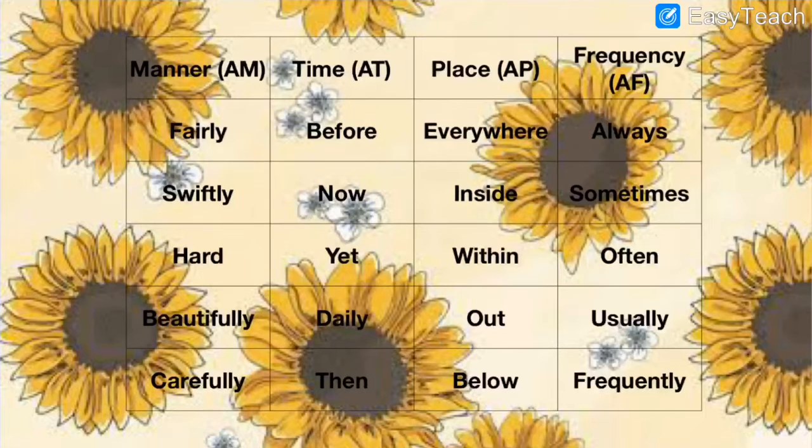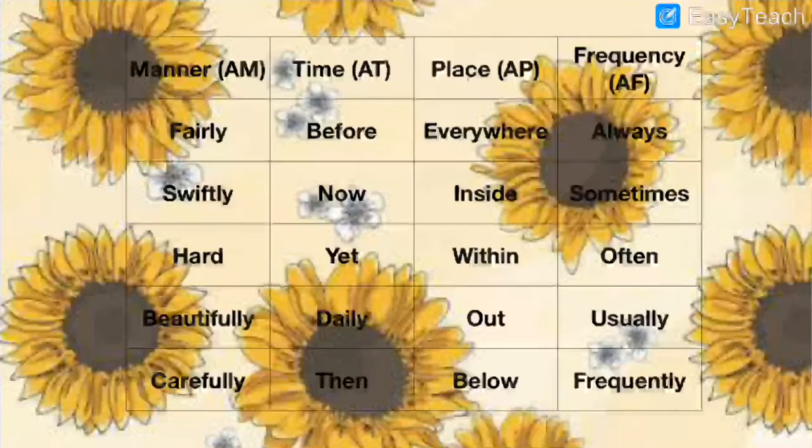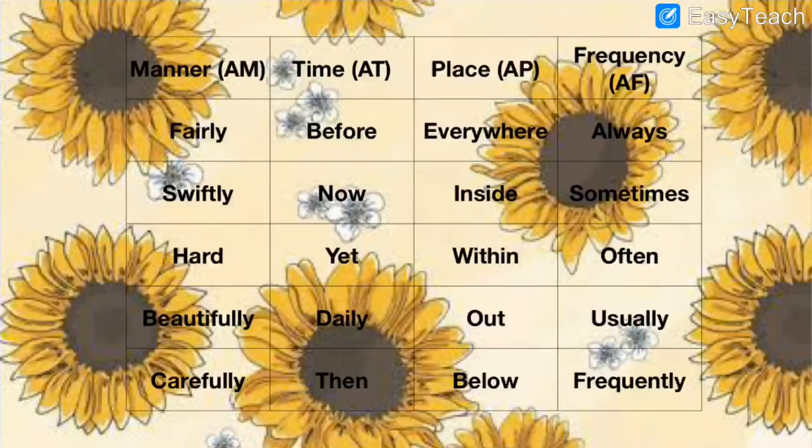Here I have made a little table and it is there in your workbook to show you some words to define adverb of manner, adverb of time, adverb of place, and adverb of frequency. So, please understand this, and I hope you have understood this.